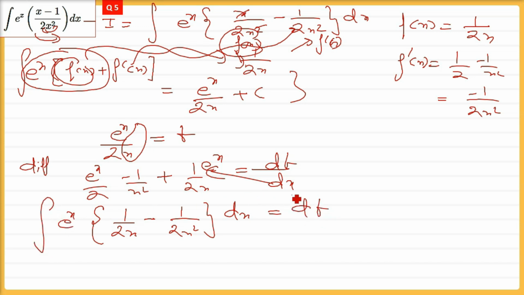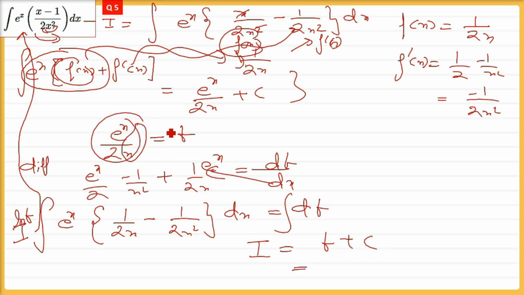Now let's integrate both the sides. When you integrate both the sides, the right hand side will be only t plus c. On the left hand side you don't have to do anything because this is the actual question we are talking about. Actually it's I. So just write I equals t plus c. What is t? T we took as e raised x by 2x. So e raised x by 2x plus c, that is the second way of solving it.